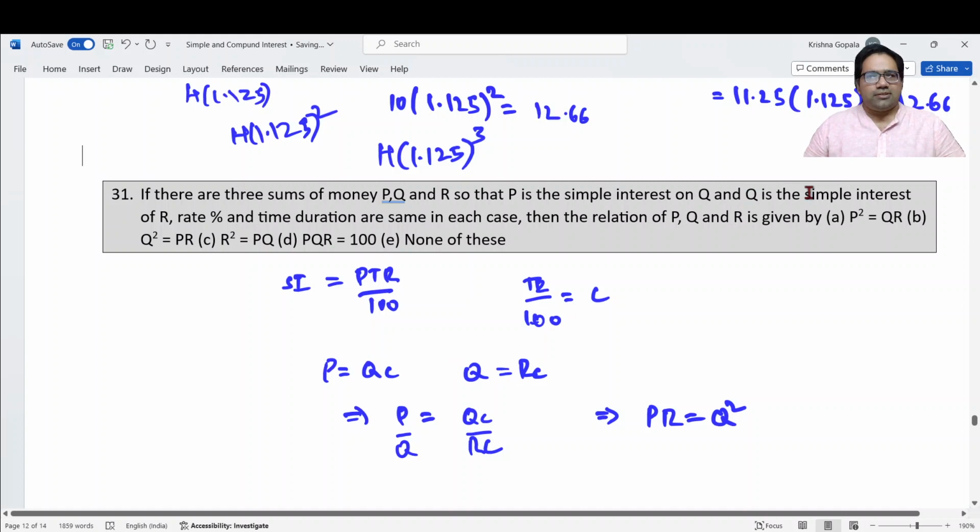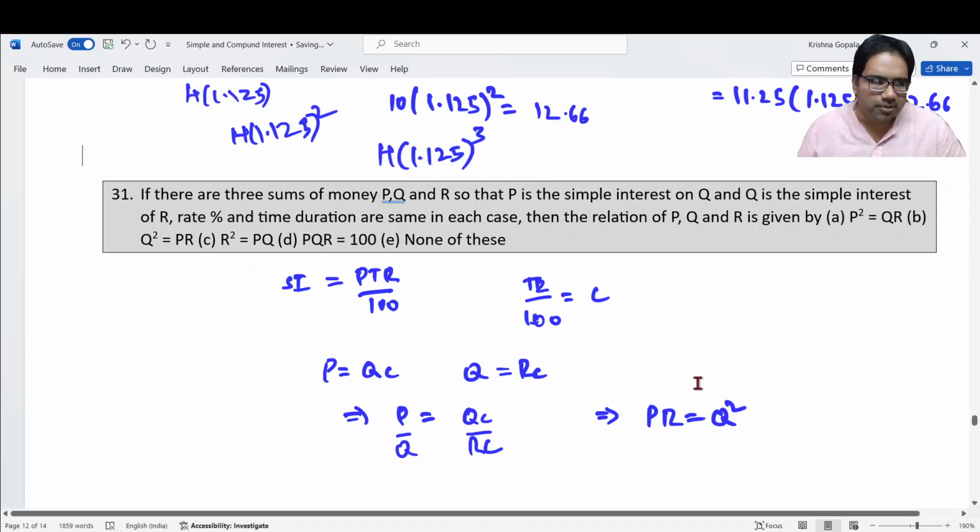Now what is it saying? Q is the simple interest on R. Q equal to R into TR by 100. R into what constant? P equal to Q into constant, Q equal to R into constant. We have to eliminate this C. So let's divide this by this. P by Q equal to QC by RC. C will get cancelled. Q by R. That means P into R equal to Q square.